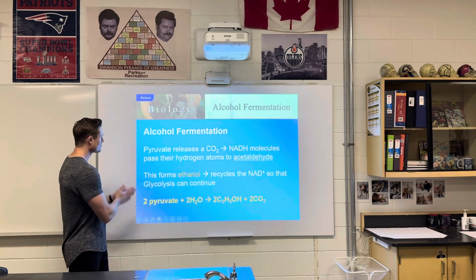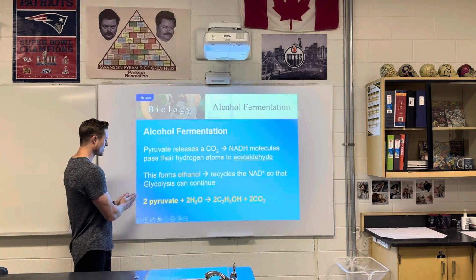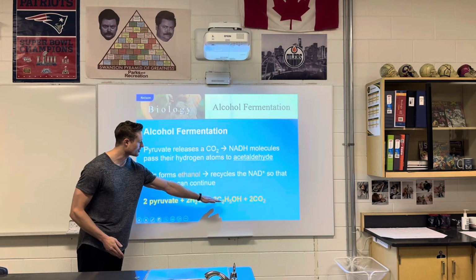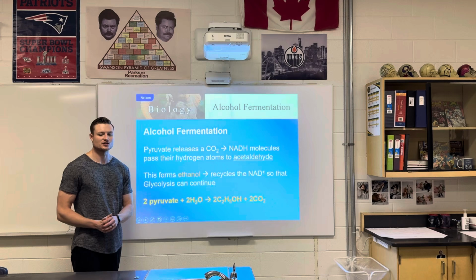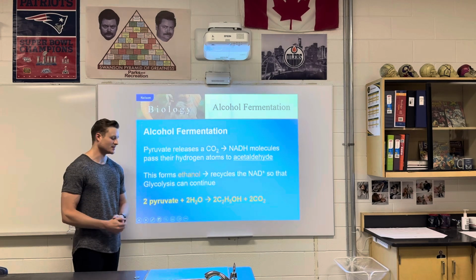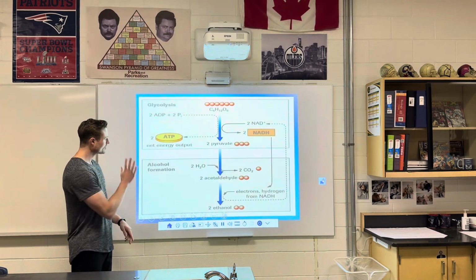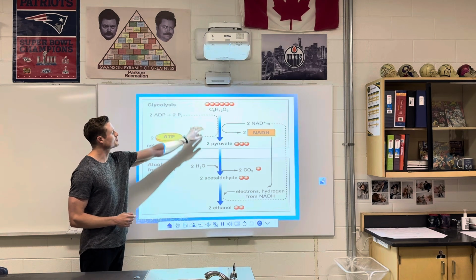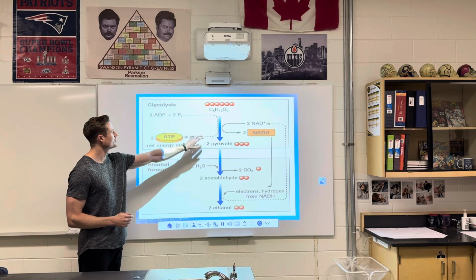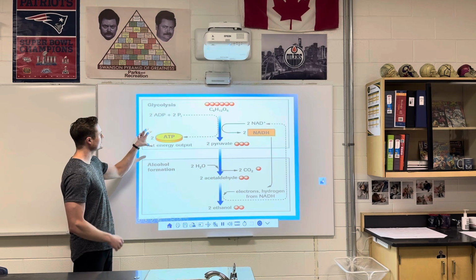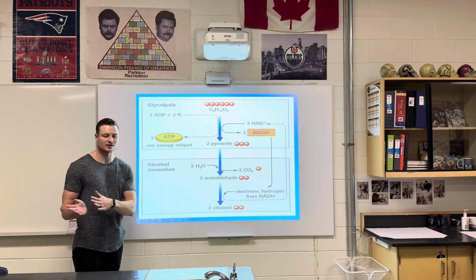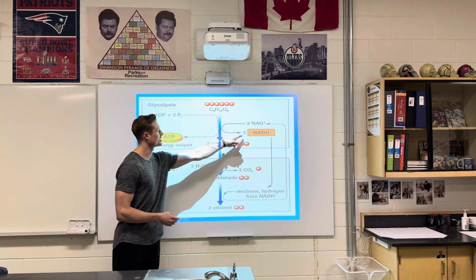So at the end of the day, when we finish alcohol fermentation, we should end up with 2 molecules of ethanol, 2 molecules of CO2, as well as some ATP. So it kind of looks like this. Glycolysis remains the same. Our 1 molecule of glucose becoming 2 molecules of pyruvate. We get a net of 2 ATP, because remember we put in 2, we gain 4, so a net of 2 ATP, and we get 2 NADHs.